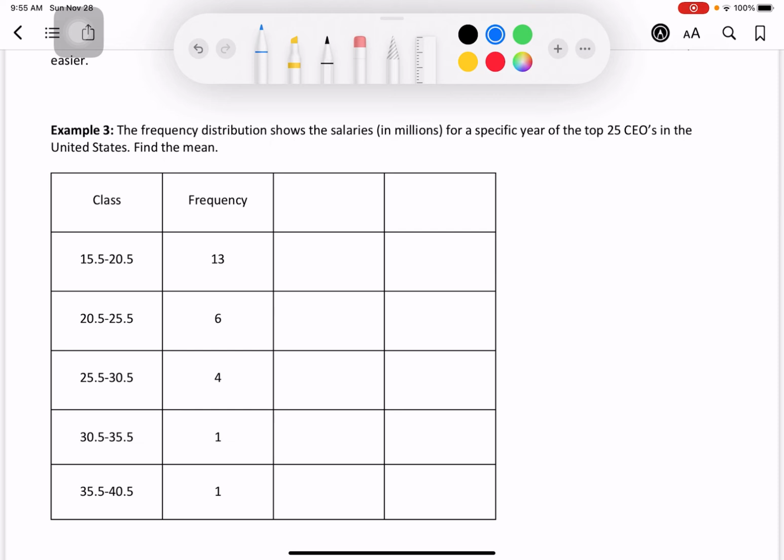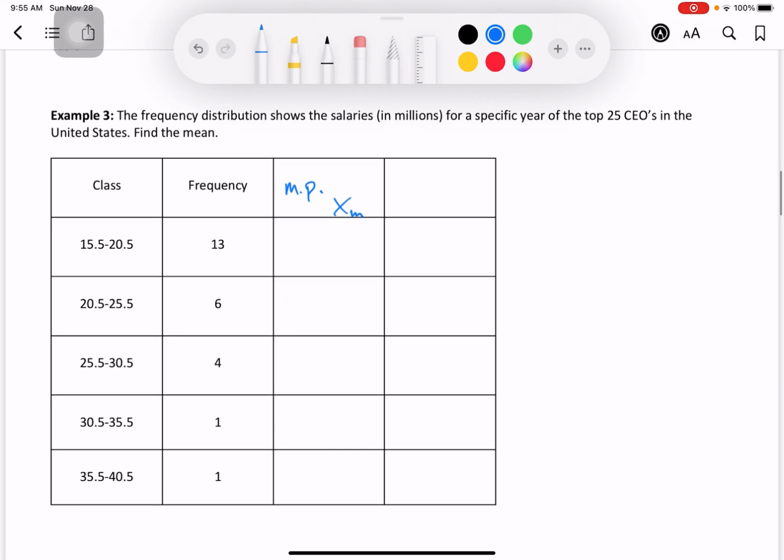Okay? The frequency distribution shows the salaries in millions for a specific year of the top 25 CEOs in the United States. Find the mean. So the midpoint, or x sub m, how would we find that? Well, it's essentially the average of these two. A lot of times we can do this in our heads. Sometimes we will have to actually find the average. However you want to go about doing it, it's up to you. But right in the middle there will be 18.